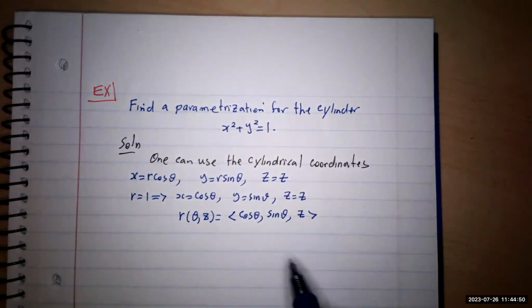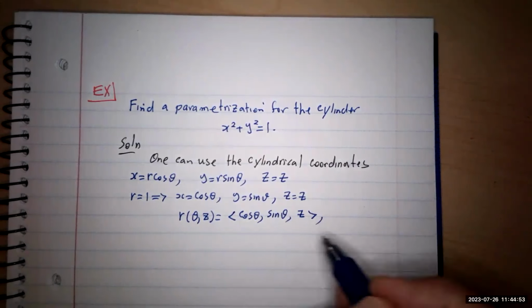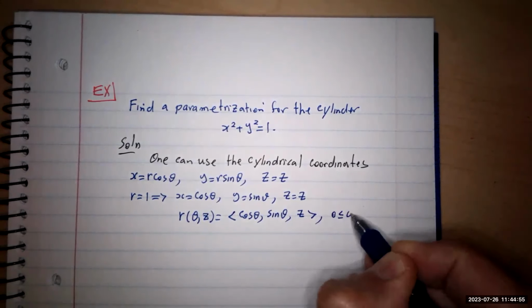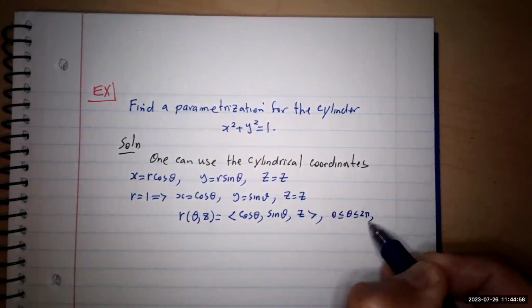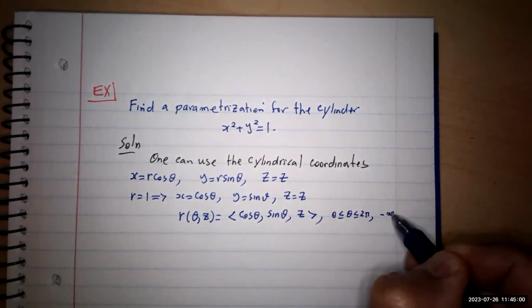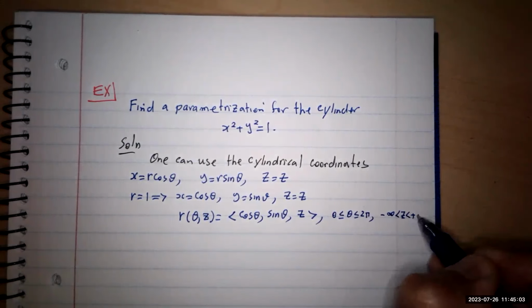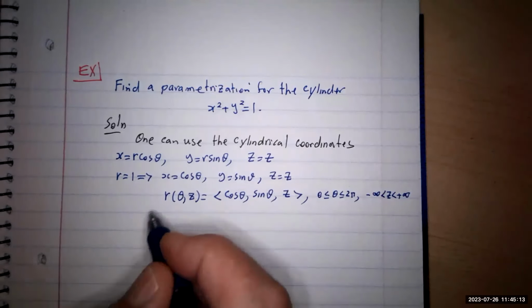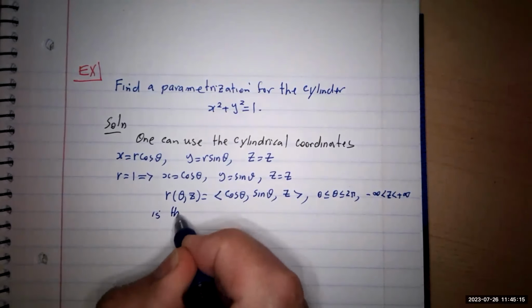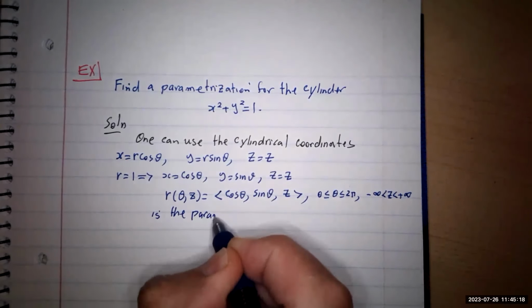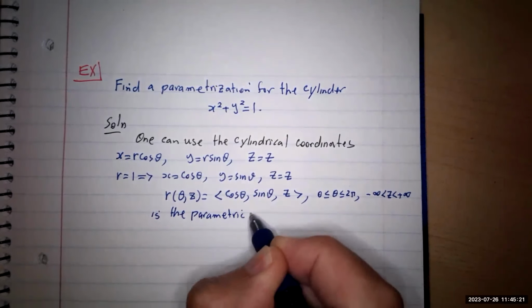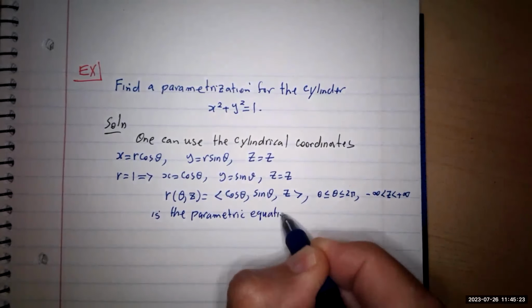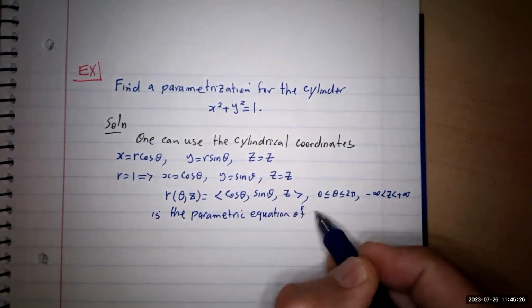Then you have to tell us that theta, of course, is between 0 and 2 pi, and z is free. z is between negative infinity and positive infinity. You see, this is a parametric equation of a cylinder, because a cylinder is a surface. So this is the parametric equation of the cylinder.